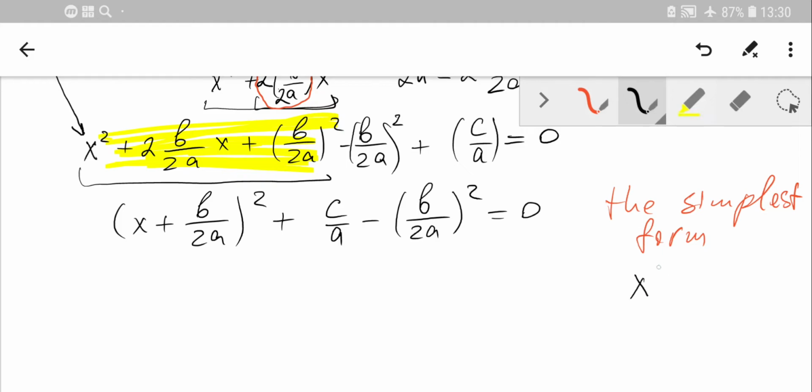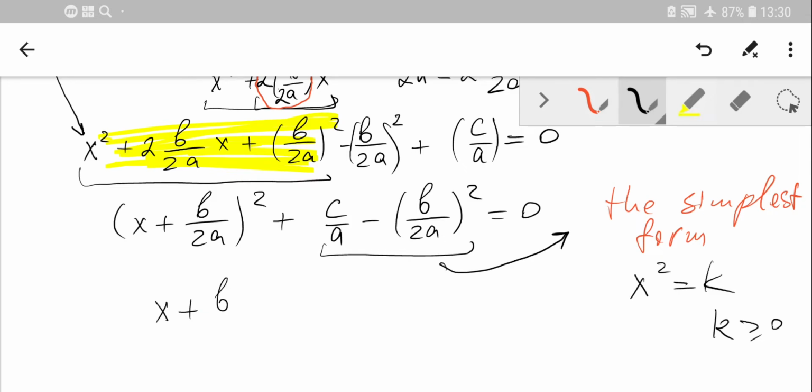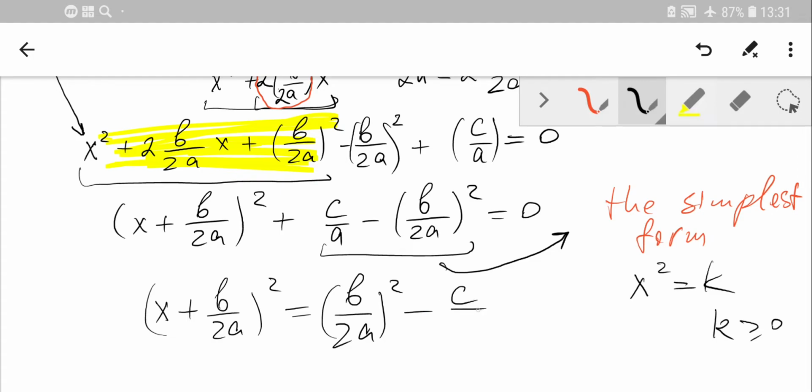Just remember, it was x squared equals k, where k is some positive number, or zero. So in this case, we take the whole remaining term, what is called the free coefficient, and transfer it to the right side. We get x plus b over 2a, squared, is equal to, by transferring and changing the sign, b over 2a, squared, minus c over a.